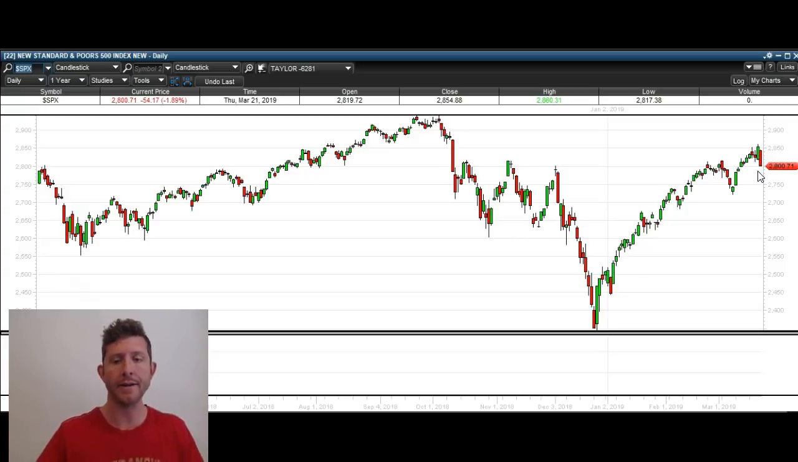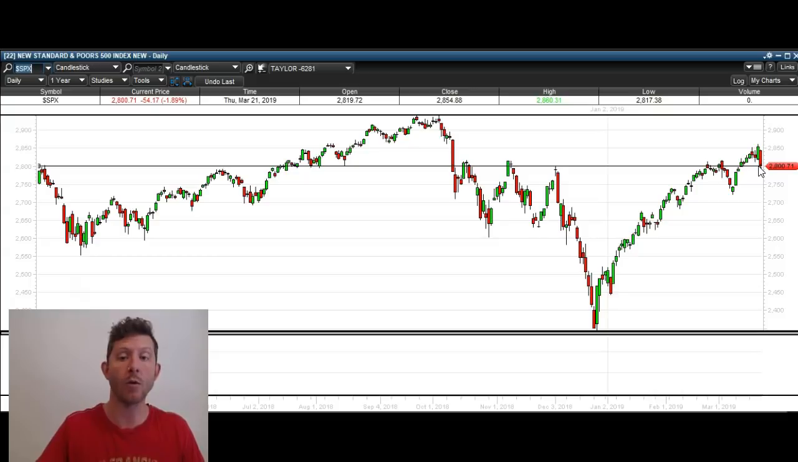The other thing too is that we are above this pretty big resistance. Here was that resistance. We broke over it right here, and we're still above it right now. And we made a higher high from these lows right there.